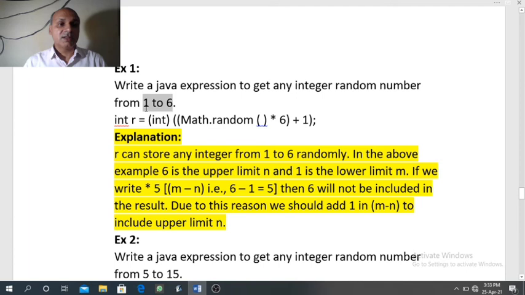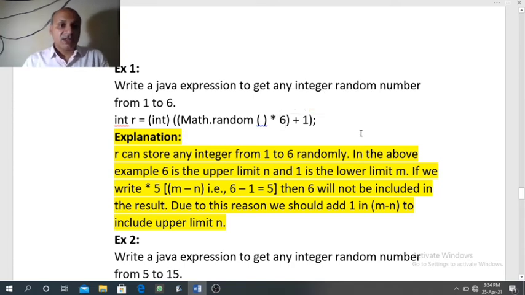6 will not be in the answer. Because n, when we write n minus m, then n is not included. So when we write 6 minus 1, that is 5. So 6 will not be included. This is the reason, whatever may be the difference of n minus 1, n minus m, we will add 1 extra in that.